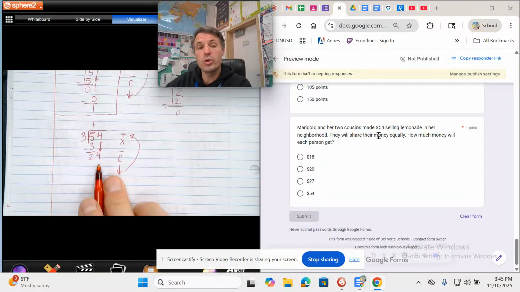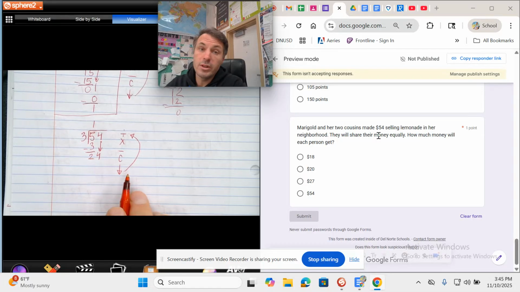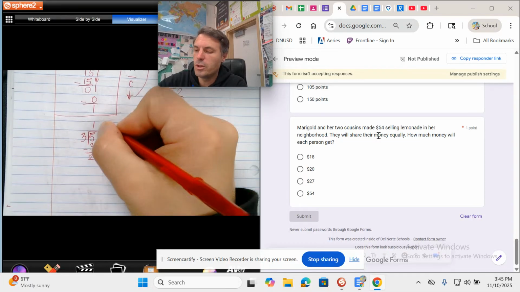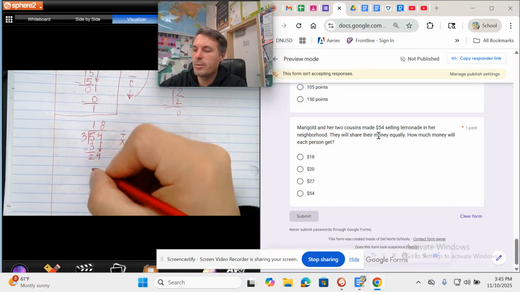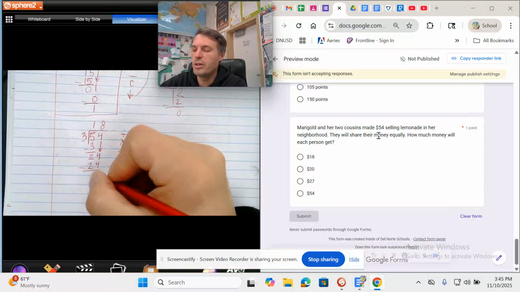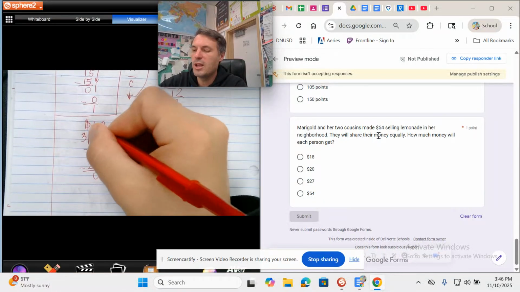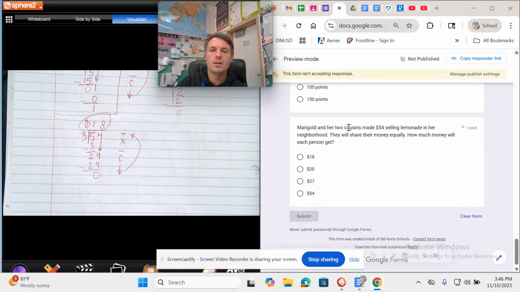And what times 3 equals 24, or gets as close to 24 as possible without going over? Well, 3 times 8 is 24, so 3 can fit in the 24 8 times. 8 times 3 is 24, and 24 minus 24 is 0. So they each made 18 bucks.